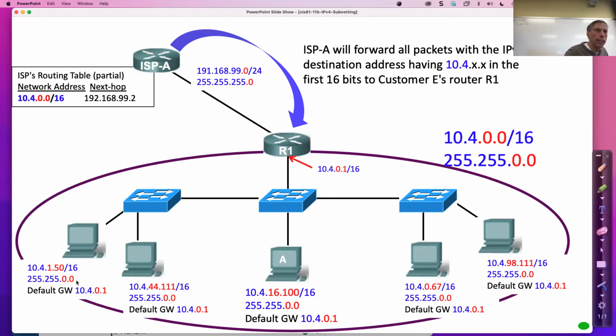Notice the hosts in these networks are all going to have an IP address that begins with 10.4, 10.4, 10.4, 10.4. I sound like a trucker. Remember those days? See, I don't. Sorry to point that out.